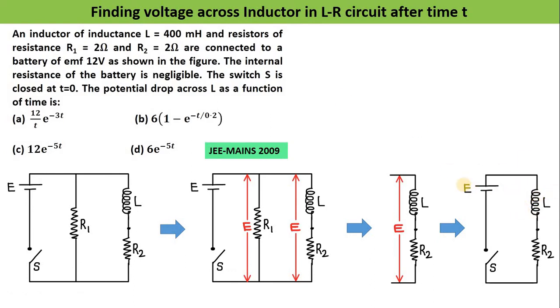Now we can proceed further, because we have already learned in the previous video the derivation of what will be the current flowing in this kind of circuit where only an inductor and resistance are connected in series with a battery. Let's proceed.